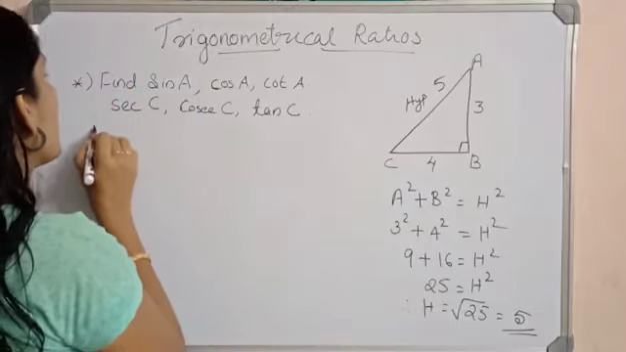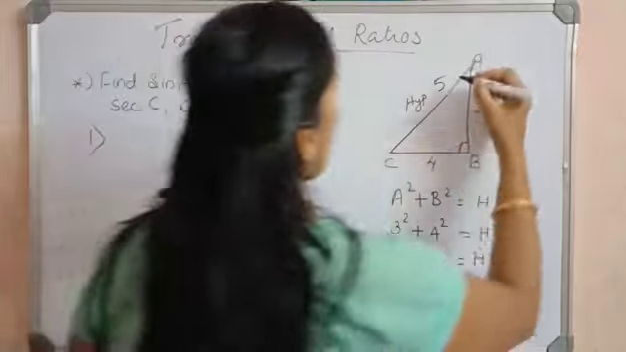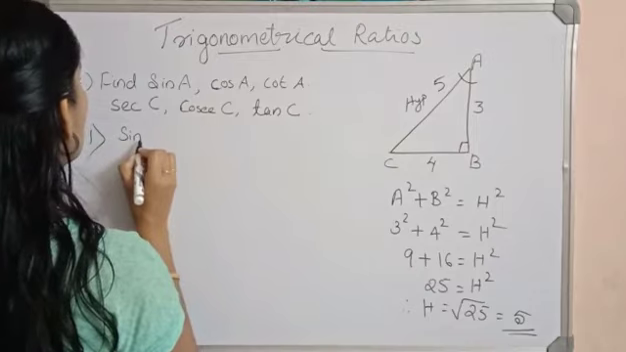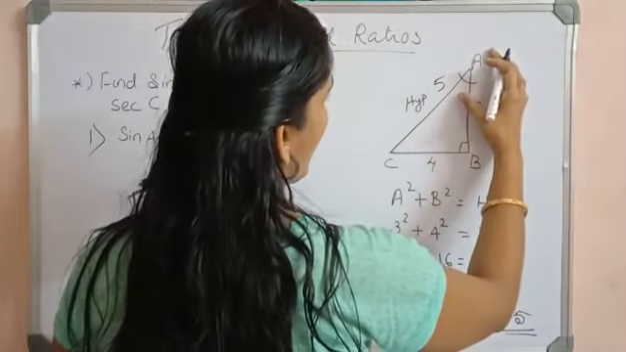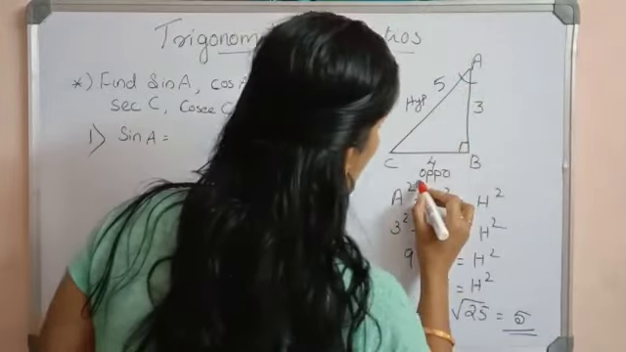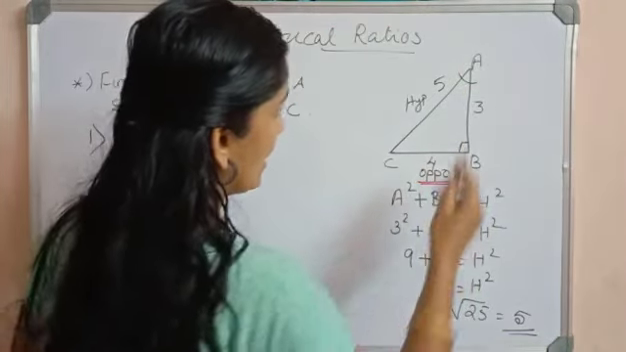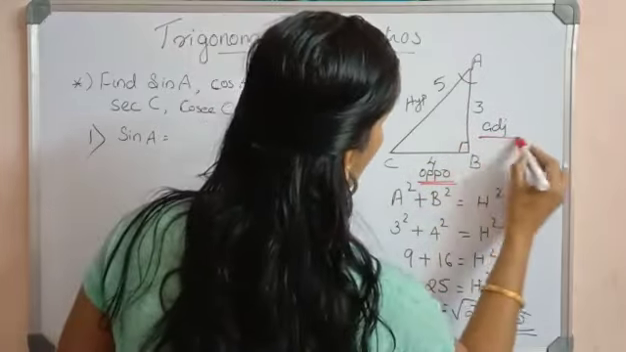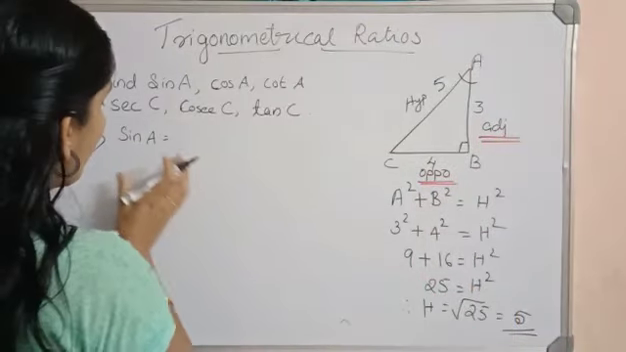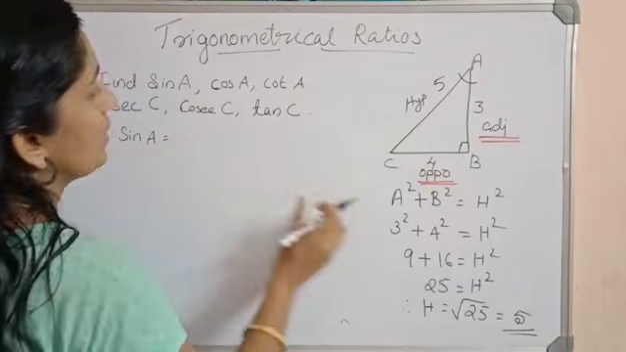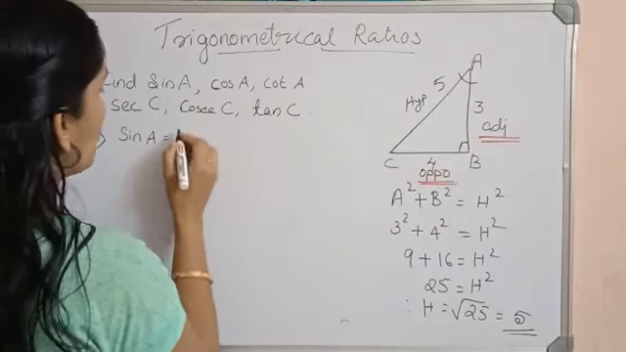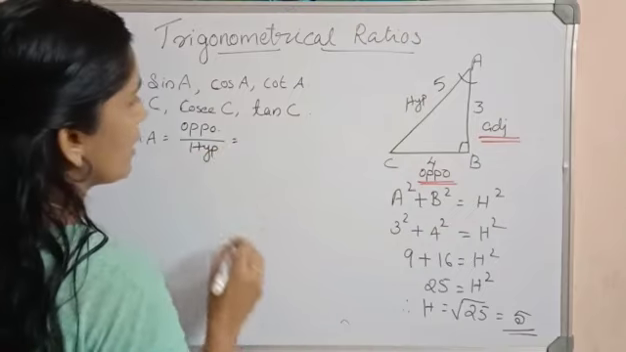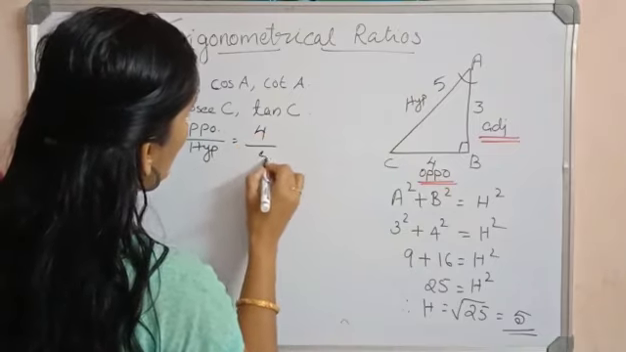The first one is sin A. Here we are considering angle A as the angle of reference. So sin A is equal to, since we are considering angle A as the angle of reference, BC is the opposite side and AB is the adjacent side. Now let's write the ratio to find sin A, that is opposite side by hypotenuse, and that is equal to 4 by 5.